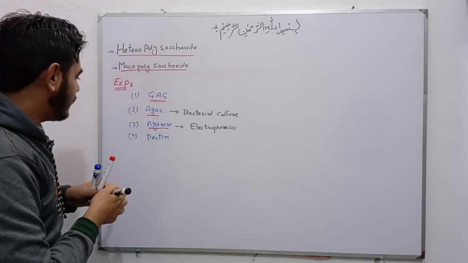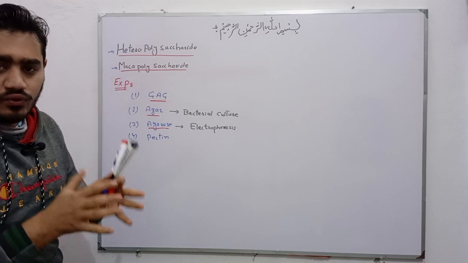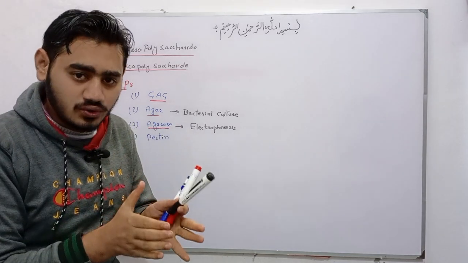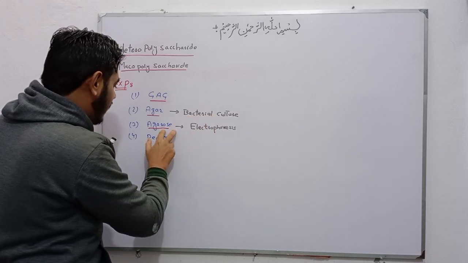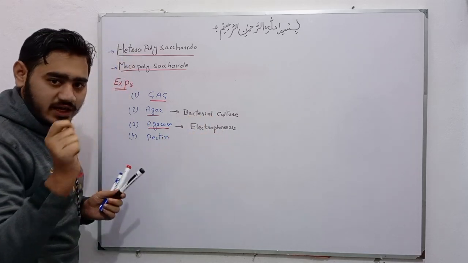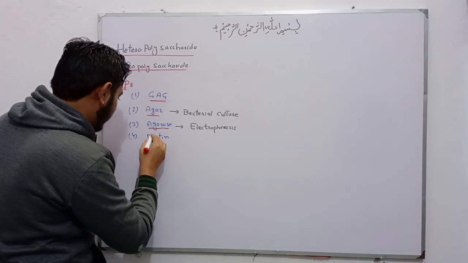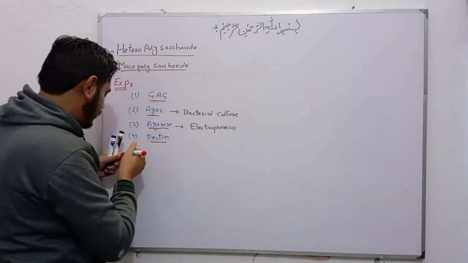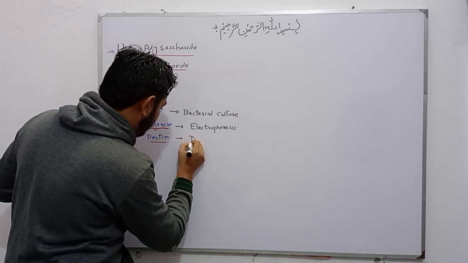Okay students, agar and agarose are made up of glucose and galactose. Agar is used for bacterial culture. Agarose is used for electrophoresis. Pectin, students, is used as a dietary fiber.